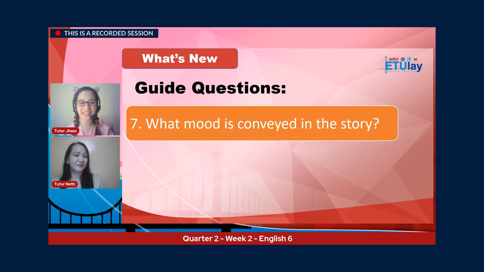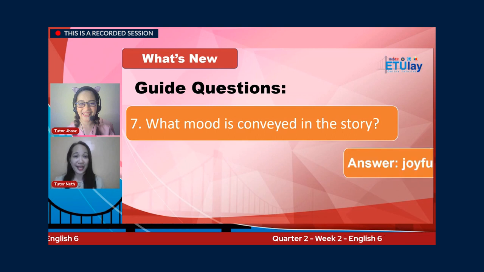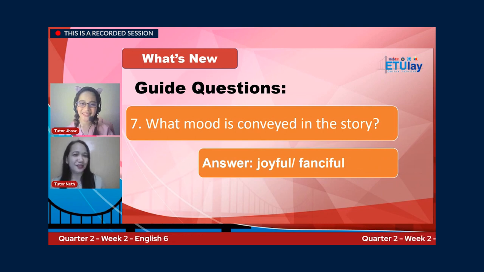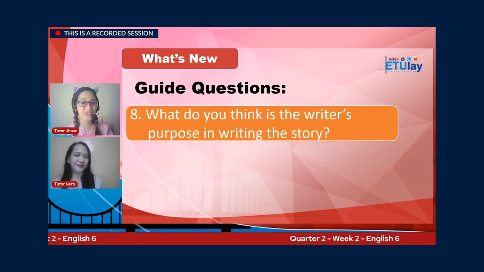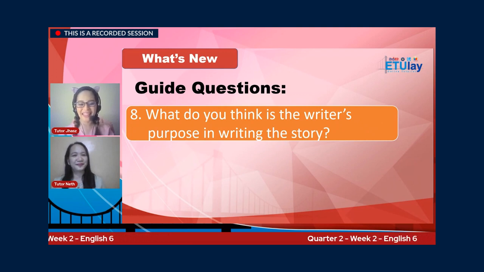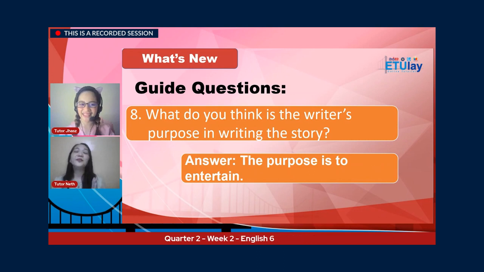Question number seven. What mood is conveyed in the story? And our answer? It can be joyful or fanciful. And for the last question, number eight. What do you think is the writer's purpose in writing the story? And our answer? The purpose is to entertain.